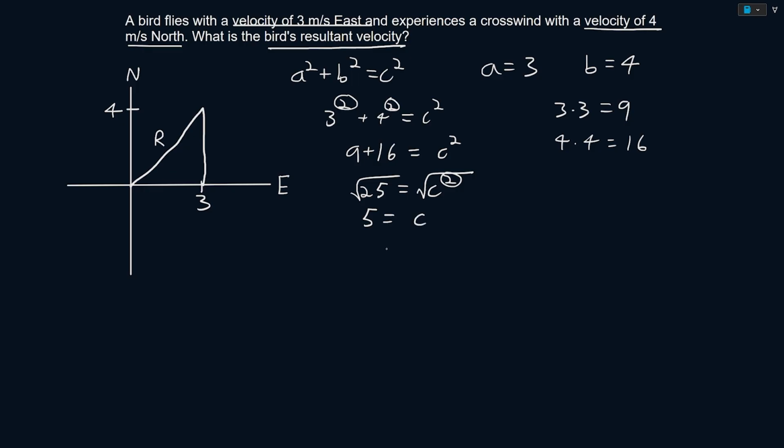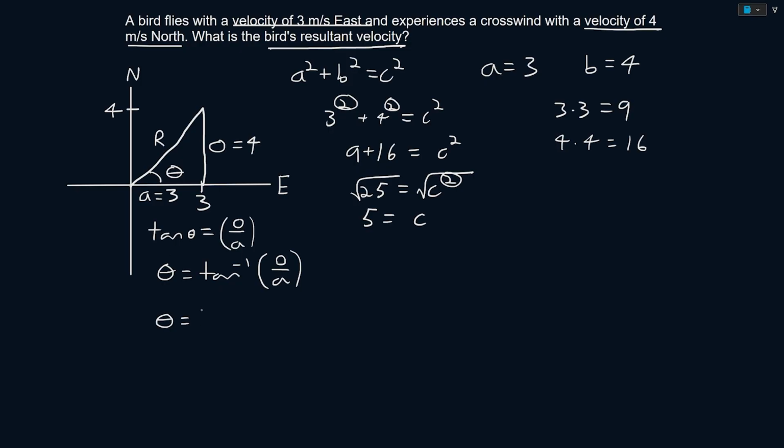of our resultant velocity. In order to find the direction of the resultant velocity, we need to find this angle theta. In order to find theta, we will use the trig function that tangent of theta is equal to the opposite over adjacent legs. And theta is equal to inverse tangent of the opposite over adjacent legs. Our opposite leg is equal to the direction of the crosswind, which is 4, and our adjacent leg is equal to the bird's flight velocity, which is 3.